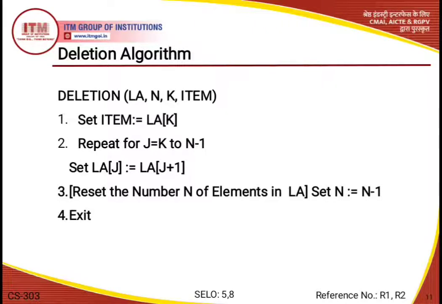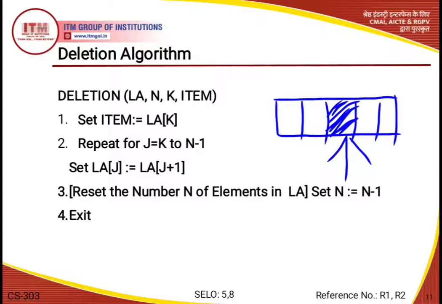So here in this algorithm, first of all we mark the name of the algorithm as deletion, and then the parameters: LA, which indicates the linear array; N is the number of elements available in the array; K is just the helping variable; and ITEM is again the value which we want to delete. So in this algorithm, first of all we set ITEM equals LA[K].